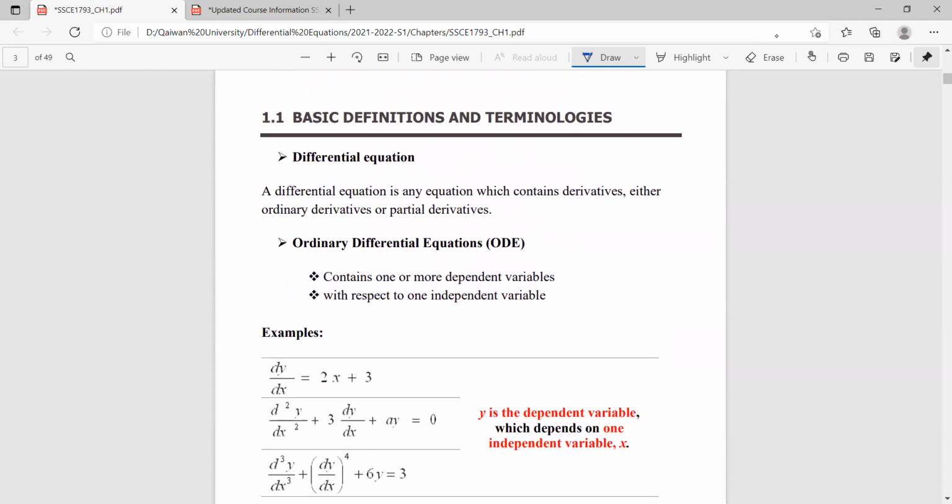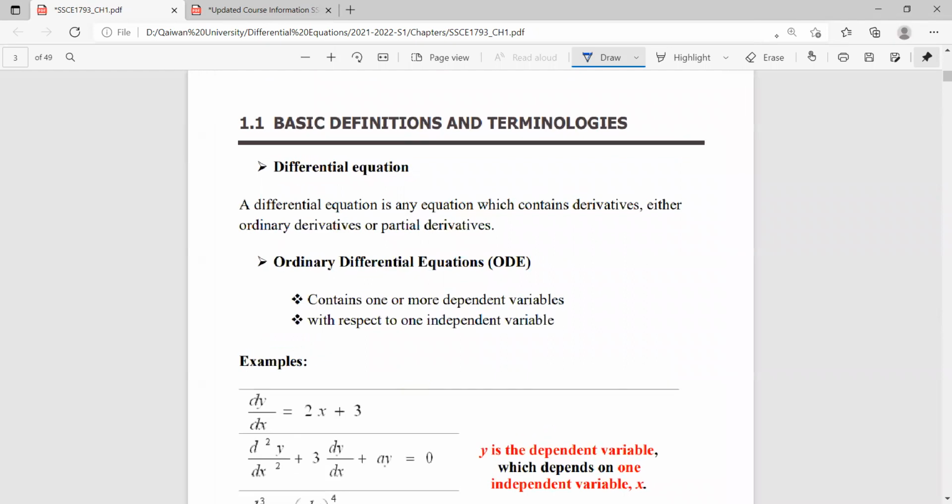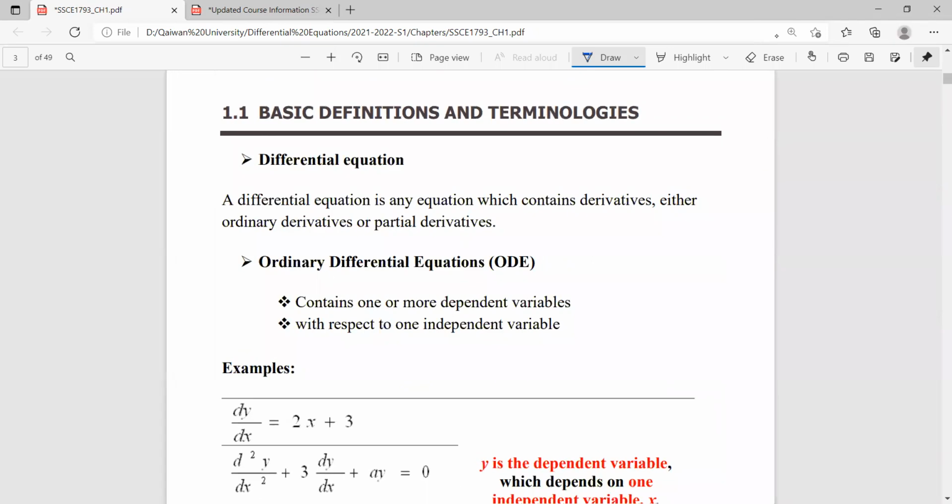First, we have some basic definitions and terminologies. What's a differential equation? We say a differential equation is an equation which includes derivatives.